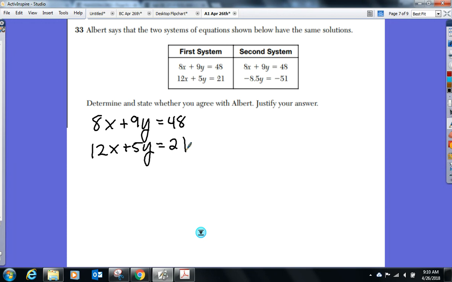We went over the other day 3 ways you could solve it. You could graph it, which I wouldn't recommend on this one because of the 48 and the 21. You could substitute or eliminate. I'm going to choose to do elimination here.